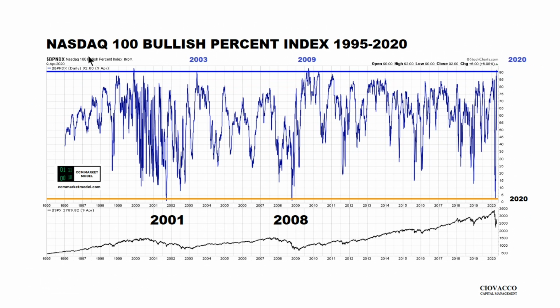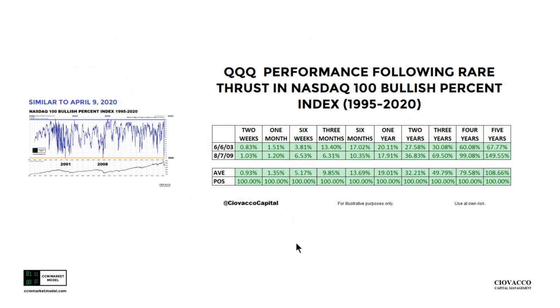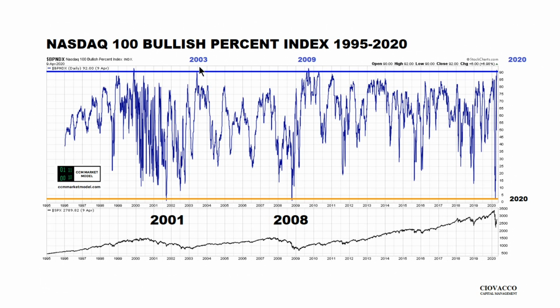Since this is the NASDAQ 100, it might be helpful to know how QQQ performed walking forward. In both cases, good things happened looking out 2 weeks all the way to 5 years. 5 years out in the 2003 case, 68% gain. 2009 case, 5 years out, 150% on the triple Qs. Those returns are walking forward from this date and this date, which is similar to what just transpired in 2020.